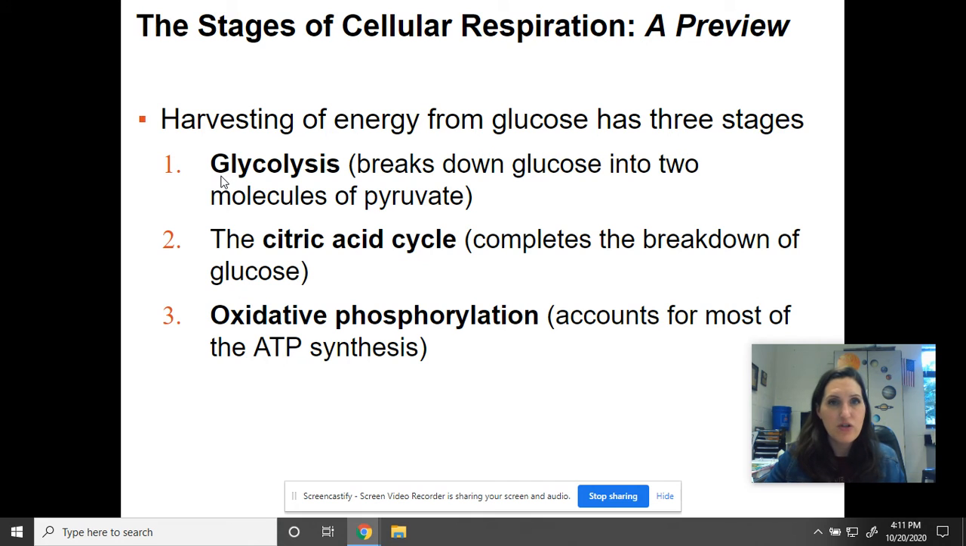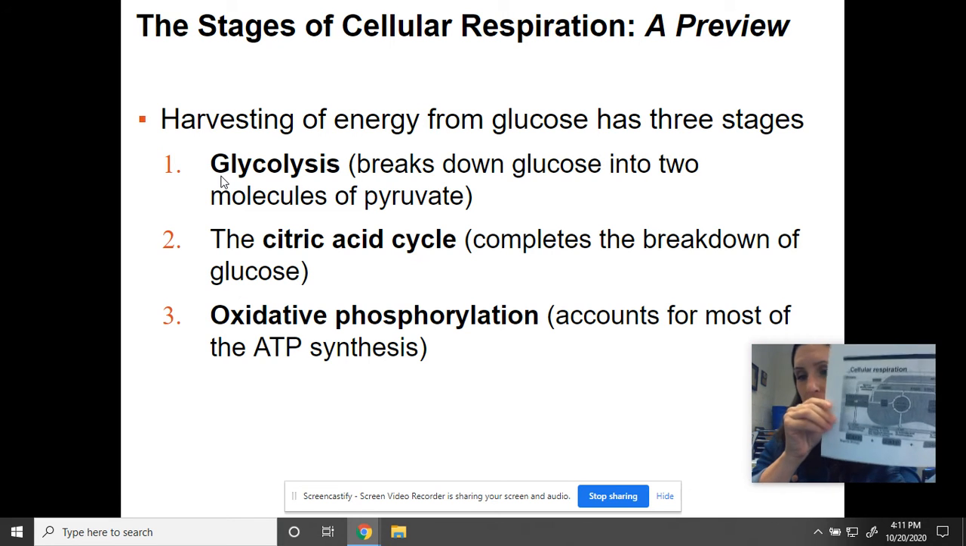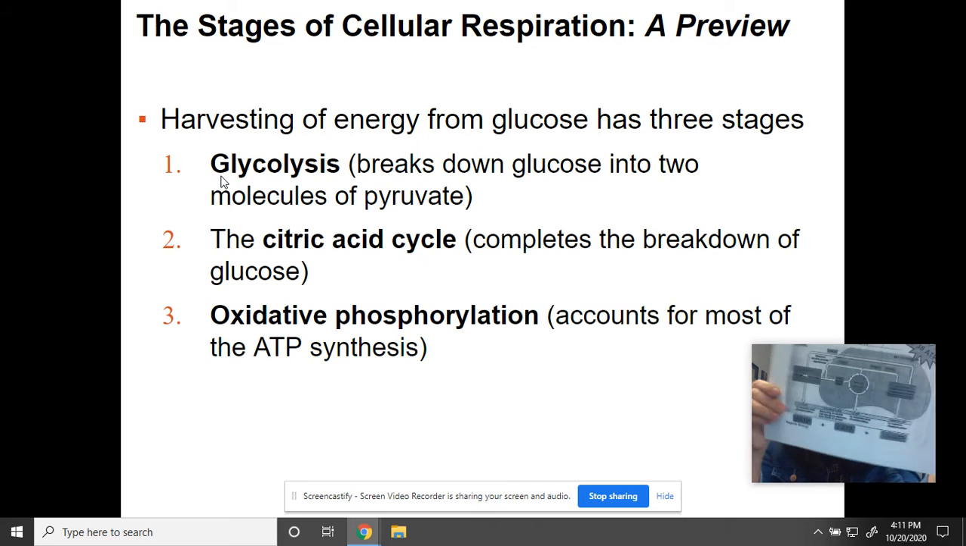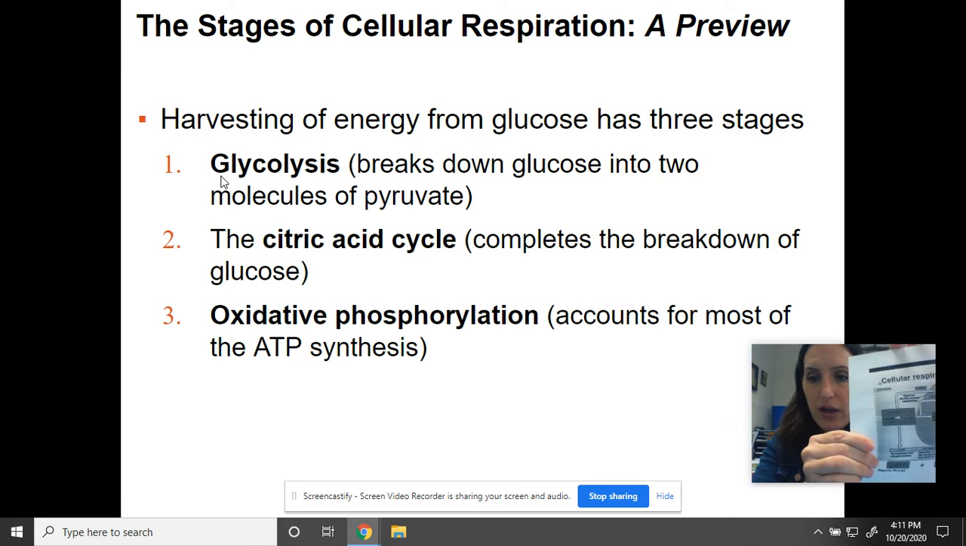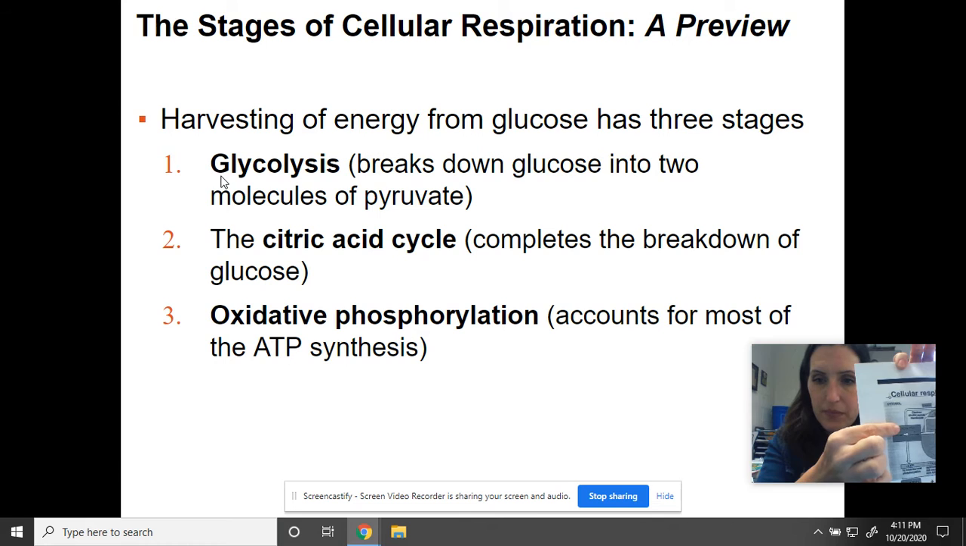Glycolysis, the citric acid cycle, and oxidative phosphorylation. All right, look at this one though. Okay. All right, so we'll start here. Here is glycolysis, right here. We want to know that it happens outside in the cytoplasm or cytosol.